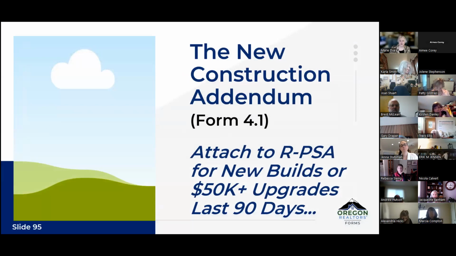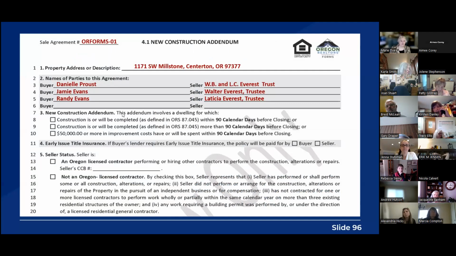New construction. This is the form that will come up if you've had $50,000 of upgrades in the last 90 days. It will say new construction addendum: the construction is or will be completed within 90 days, or the construction is or will be completed more than 90 days out, or $50,000 or more in improvement costs have been made or spent within 90 days. So you have your options of which one it is. Is there going to need to be early issue title insurance on this? The lender will tell you whether you do or not.